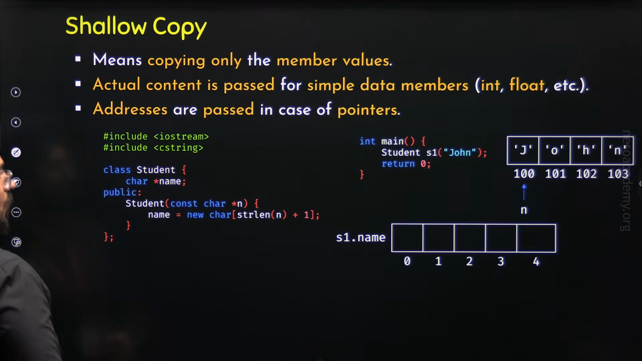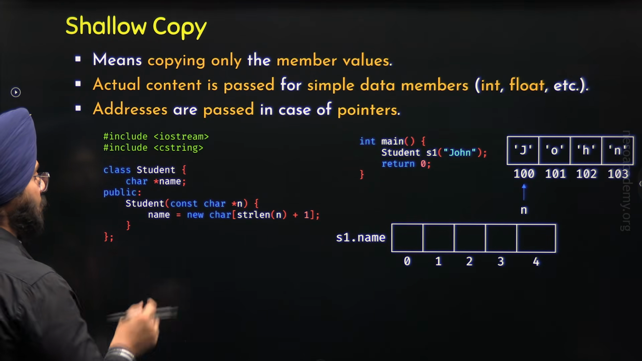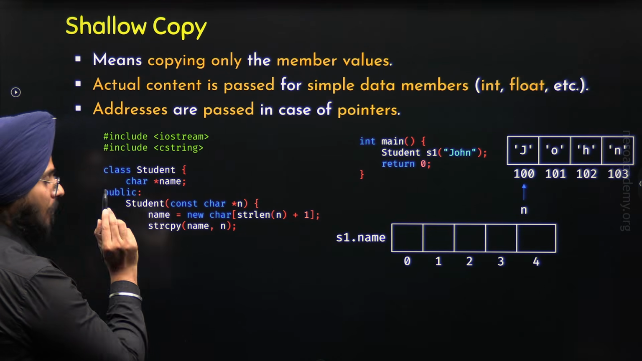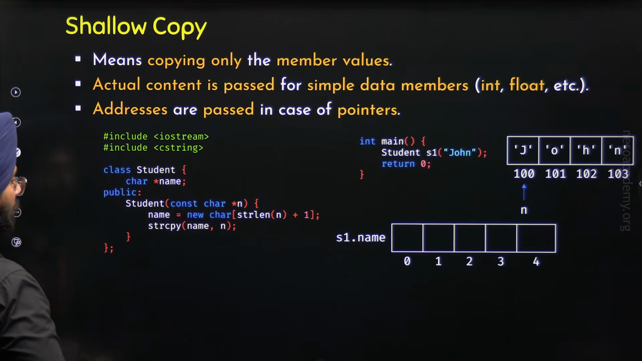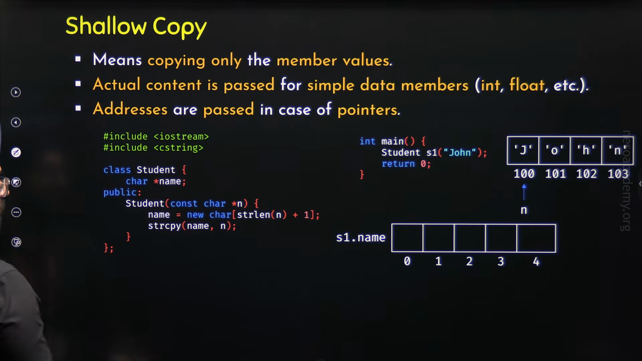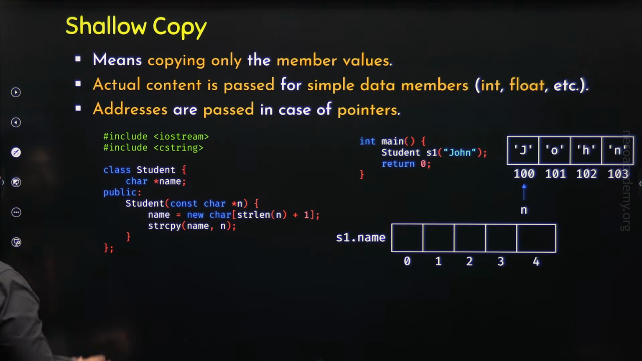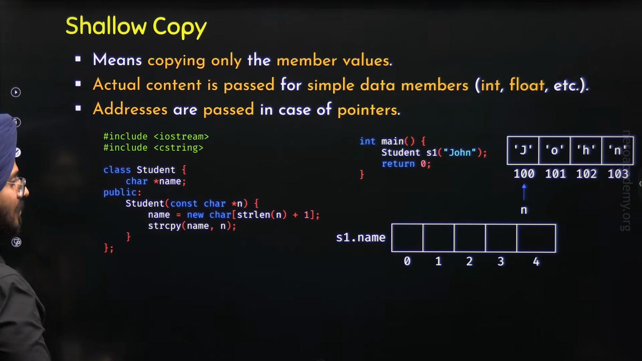Now after this, we want to copy this entire string to this new array. For this purpose, we can use this function strcpy, which is short for string copy. This function is also available in this header file. Now we can use this function. We need to pass the destination and the source to it. Destination is S1.name. Here we want to store the string. The string that we want to store should be passed as the second argument. We have passed this as the second argument via the n pointer.